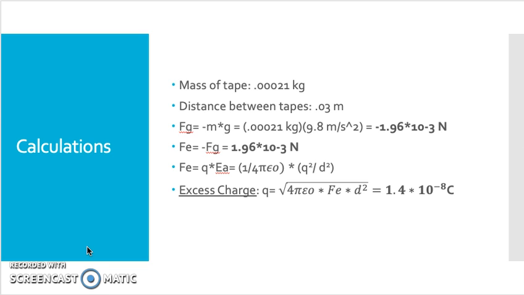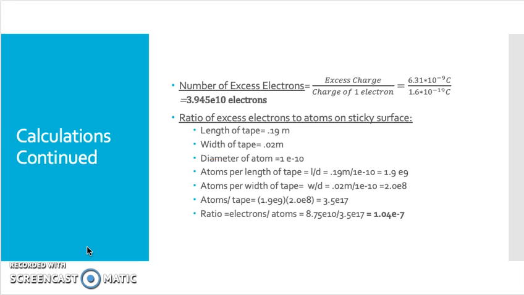So in order to do this in the calculations, we needed the mass of tape, which was determined to be 0.0021 kilograms, and the distance between the floating tape and the stationary tape, which is 0.03 meters. Then we solved for the gravitational force, which was the mass of the tape times the gravitational constant, and that came out to be 1.96 times 10 to the negative 3 newtons, and the electrical force was the same magnitude but opposite direction. We then plugged in the point charge formula and solved for the Q in order to get the excess charge of 1.4 times 10 to the negative 8 coulombs.